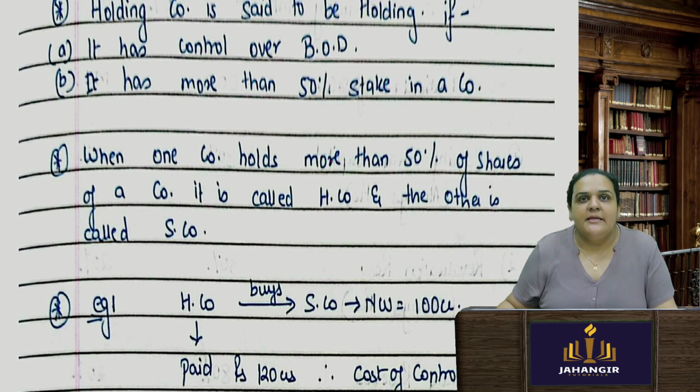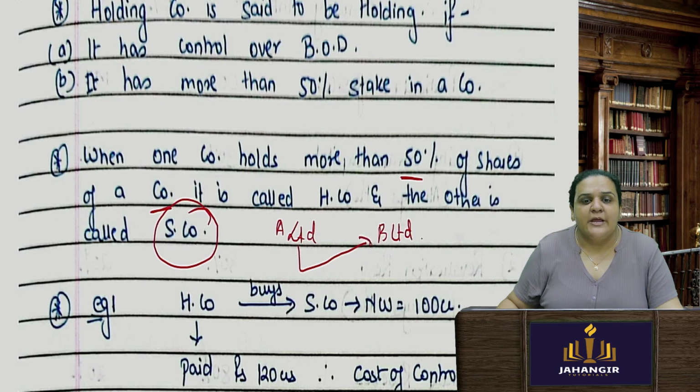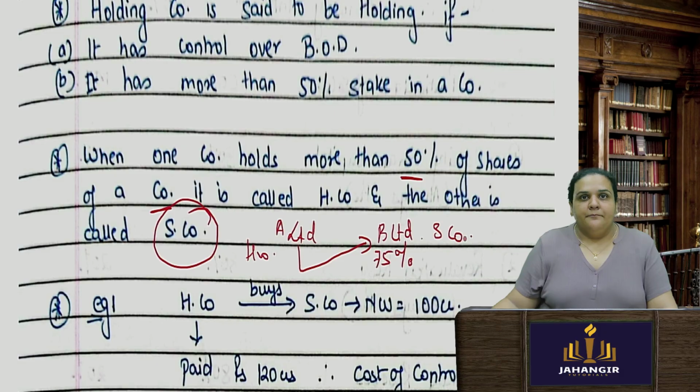A holding company is nothing but the company which holds 50% or more shares in another company. That other company will be known as our subsidiary company. Say company A Limited and B Limited. A Limited is the owner of shares of B Limited to the extent of 75%. So yes, the relationship is holding: A is the holding company and B is the subsidiary company.